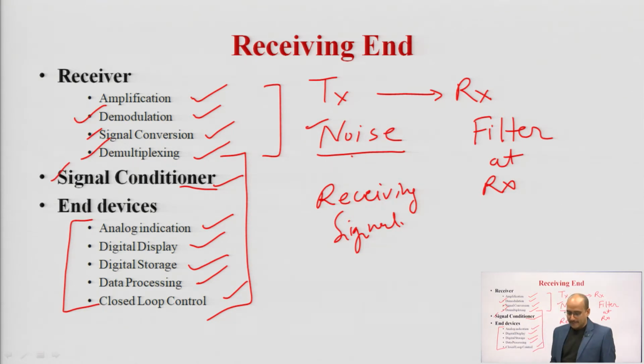So, these are the basic building blocks of your receiving end part, and in the telemetry system these all are the three parts: transmitting end, transmission medium, then receiving end. So, combinedly these points are going to make a telemetry system, and that telemetry system design is also a very important part.